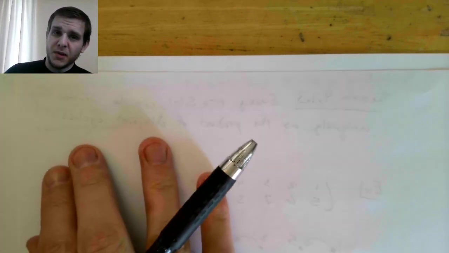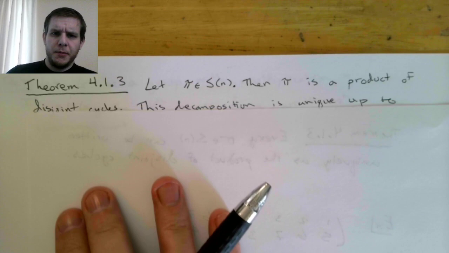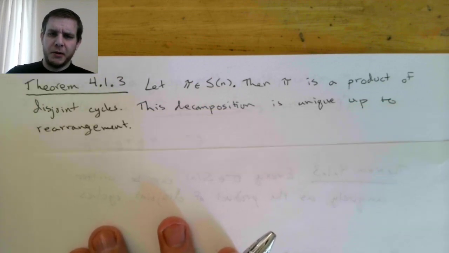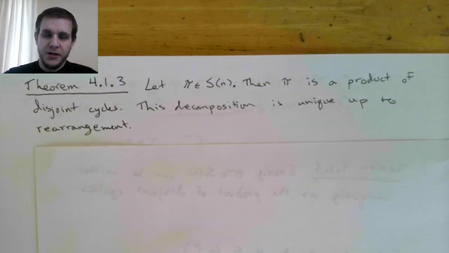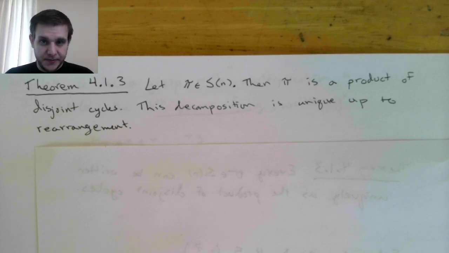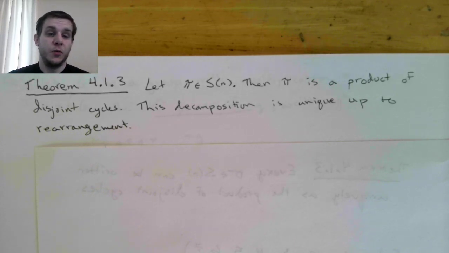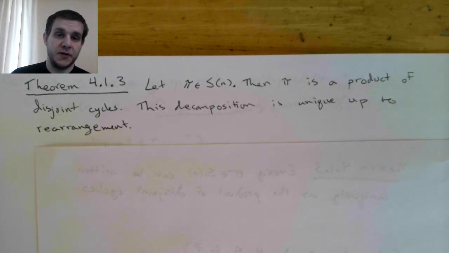So at the end of the last lecture I put up this theorem and this is what we'll start by proving today. It says that you take a permutation in the symmetric group. This is a bijection from 1 up to n to 1 up to n. And the theorem says that it can be uniquely written as a product of disjoint cycles.